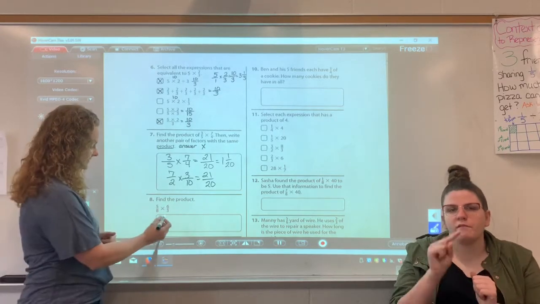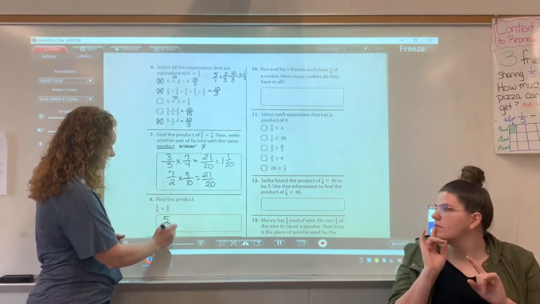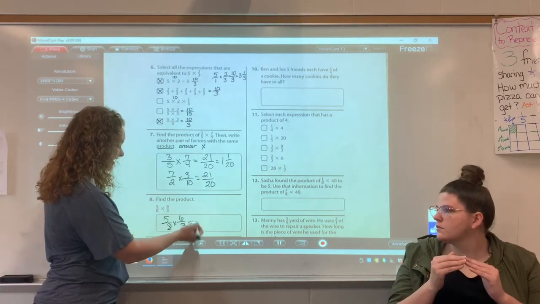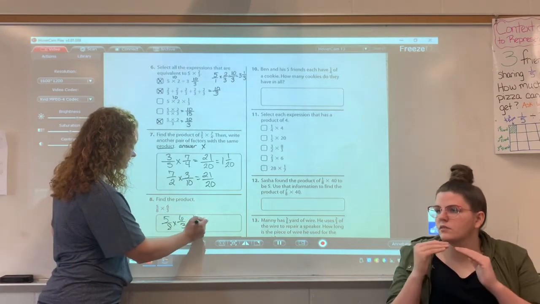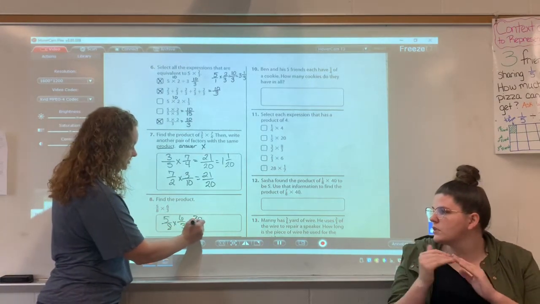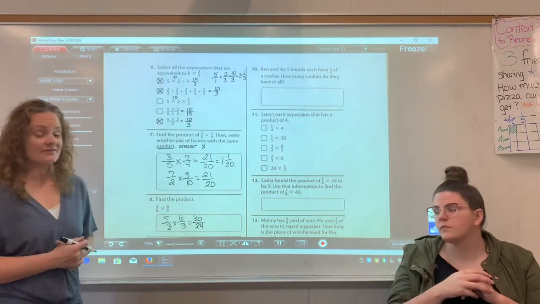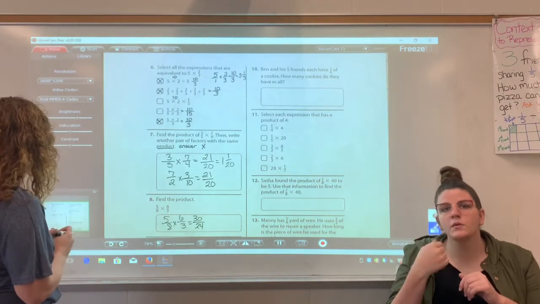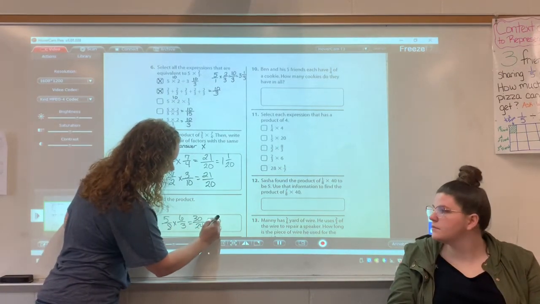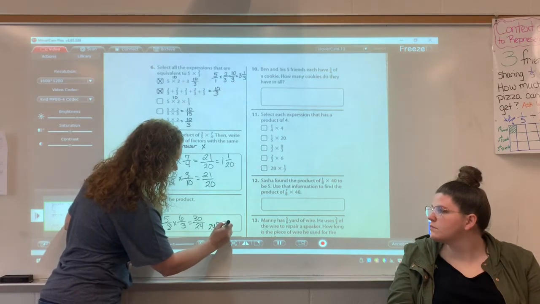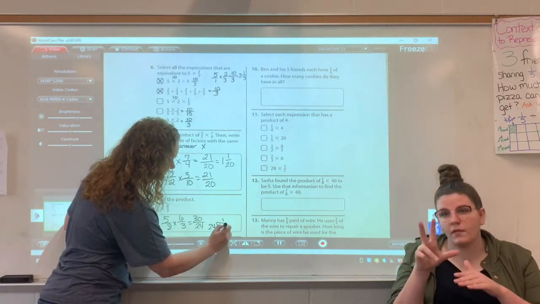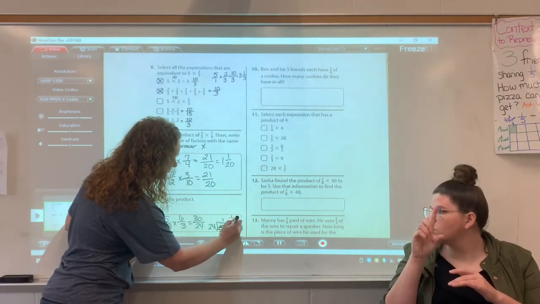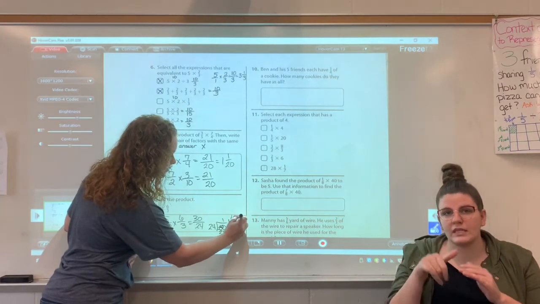Number 8, find the product. So we have 5/8 times 6/3, which equals 5 times 6, which is 30, and 8 times 3, which is 24. Now that is actually an improper fraction, so we would have to house divide it out. So if I did that, I had 24, 30. We'll go into it one time. That would be 1 6/24, which actually equals 1 1/4.